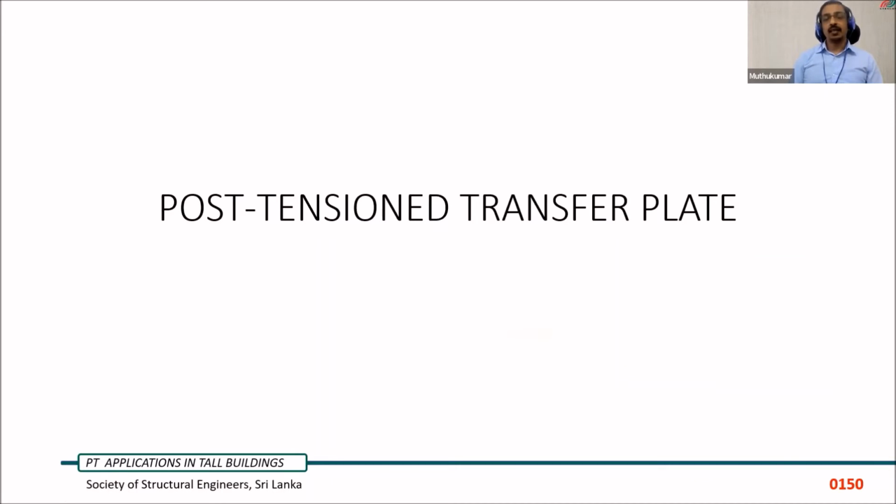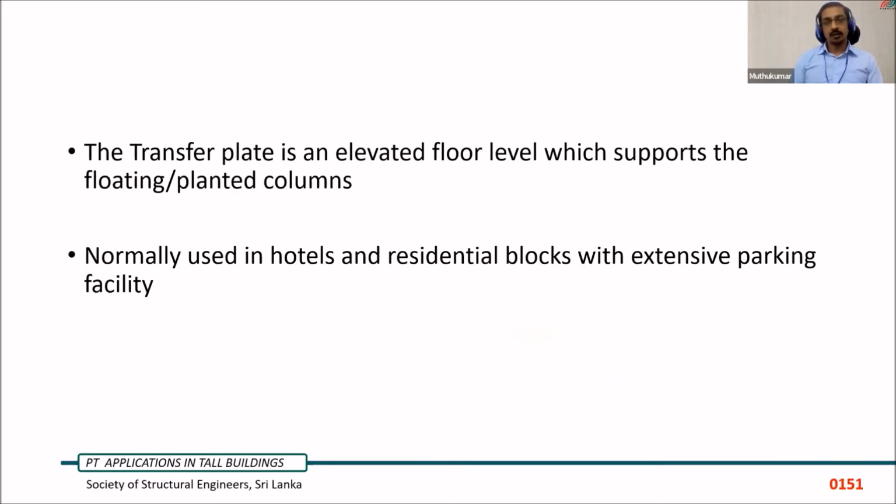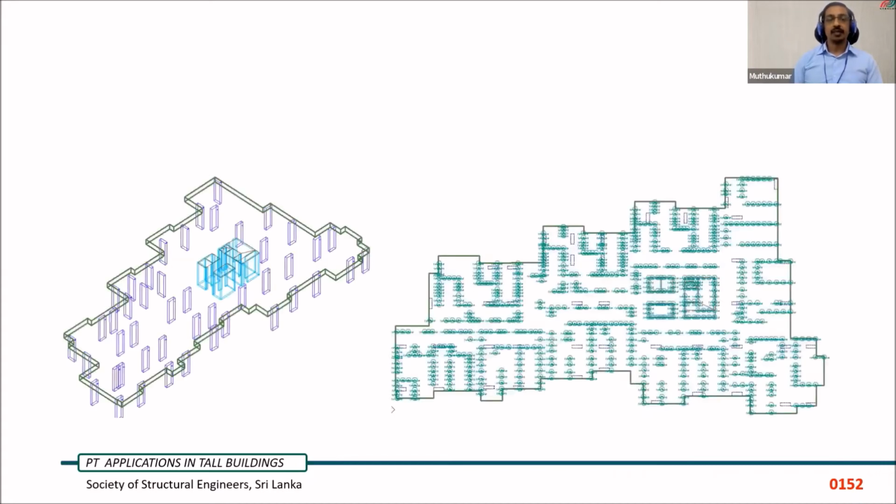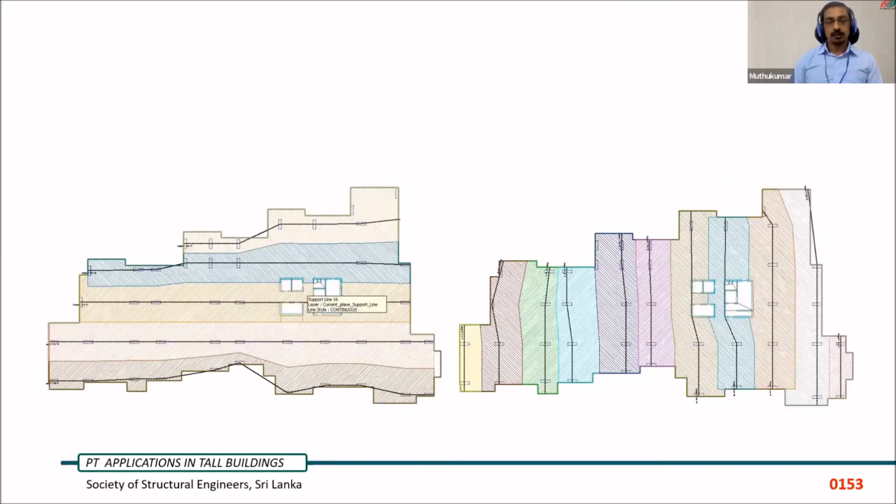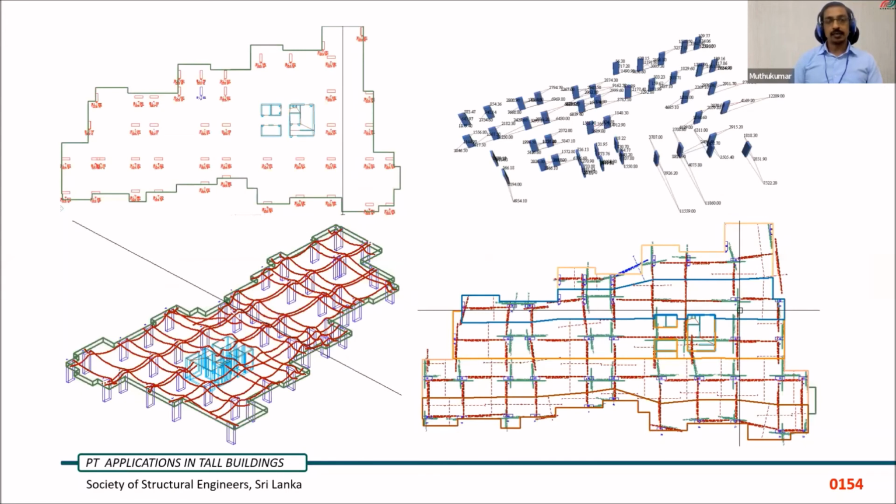Transfer plate. In high-rise buildings, when there is a hotel or extensive car parking, we need to pick up some columns at an elevated level. So transfer plates or transfer girders are used in such scenarios. Here the loads are picked up at this particular floor level with a uniform thickness throughout. Closer strips are analyzed, and moments and shears are arrived at based on the tendon layout.